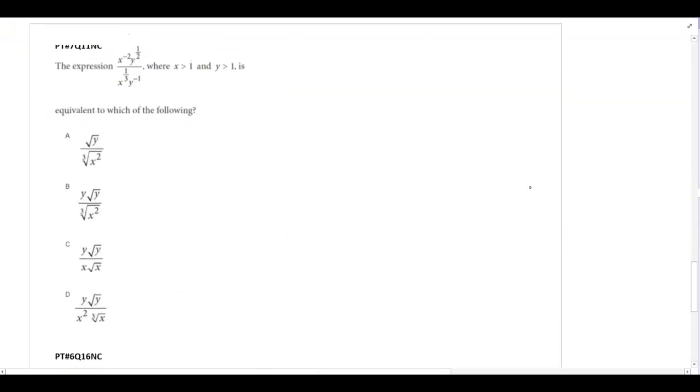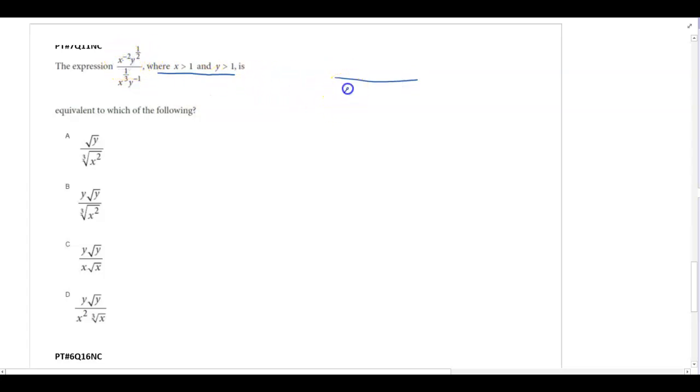Okay, next example. So I see negative exponents here. It says this expression, where x is greater than 1 and y is greater than 1, is equivalent to which of the following. This is relevant, but really doesn't have an impact on what you're trying to do. So what I'm going to do is get rid of the negative exponents right away.